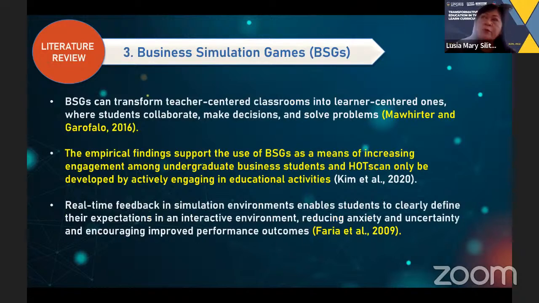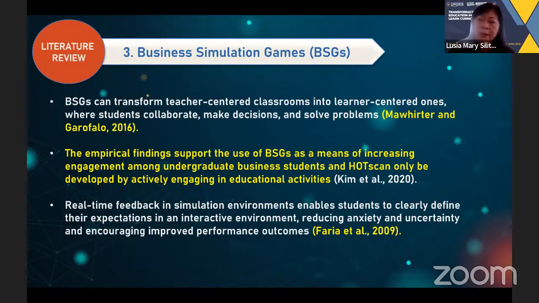The third literature review is about business simulation games. This is the instructional tool in this study. Of course, as I mentioned before, a business simulation game can transform a teacher-centered classroom into a learner-centered one because students play the game, so the focus is on students. Teachers, in this case, just become a facilitator.